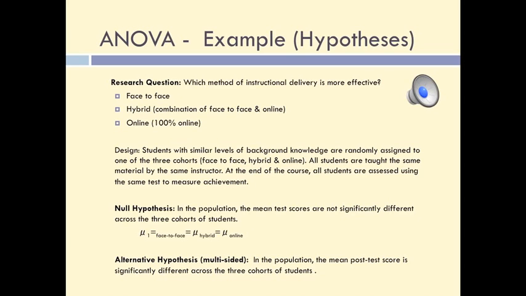At the end of the course, all students take an achievement test, the same test, to measure the extent to which they master the course objectives. The null hypothesis here is that there is no significant difference in average test scores across the three groups. The alternative hypothesis for ANOVA is always multidirectional because means may vary in both directions, and these variations may occur for each one of the three groups included in the analysis.